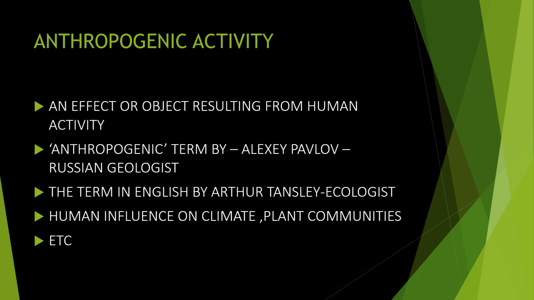And human influence on climate: how human activities are influencing the climate, how they are affecting the plants, how they are affecting other communities like the animals, plants, and the environment. This is what we have to see in anthropogenic activities. So I think you are clear about what anthropogenic activity is. It's the activity of human beings on the environment. It can be on the climate, or on the plants, animals, or flowers, whatever it is. How it is affecting the other life and the environment, this is what we call anthropogenic activities.